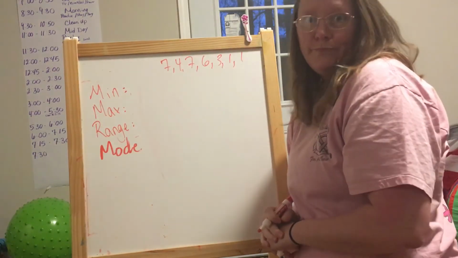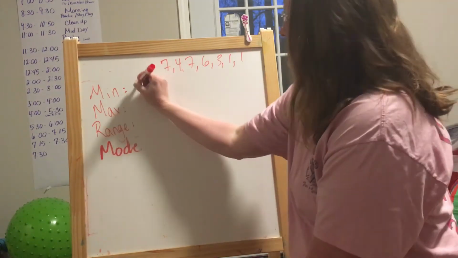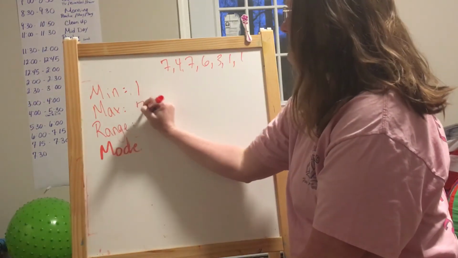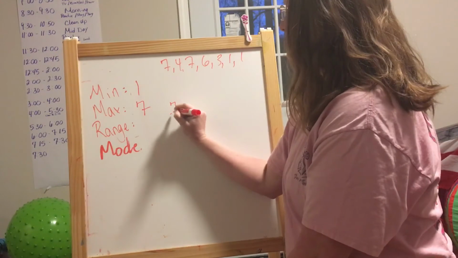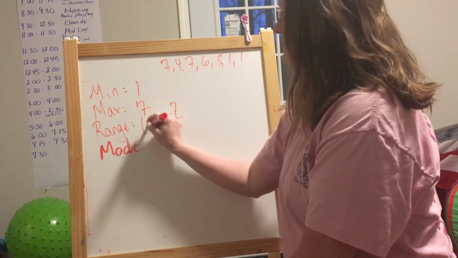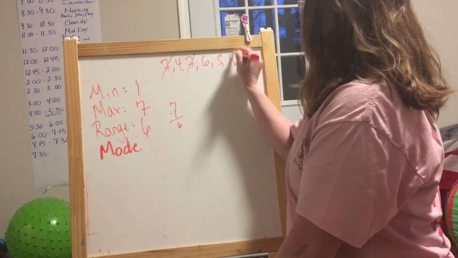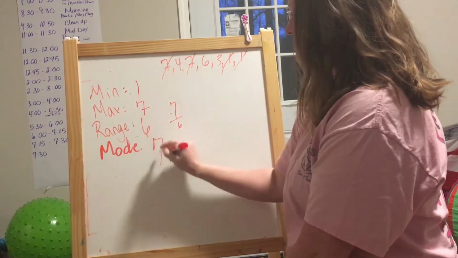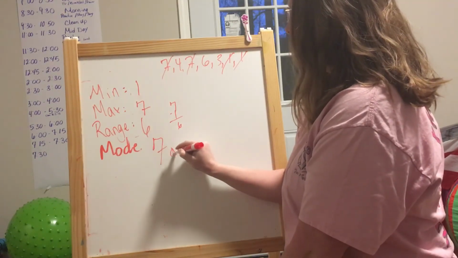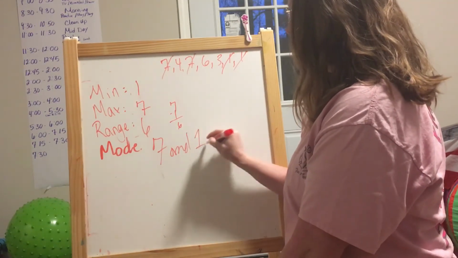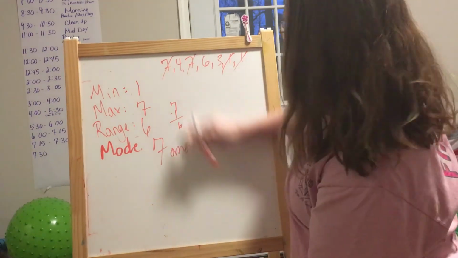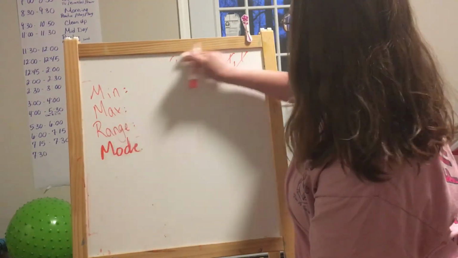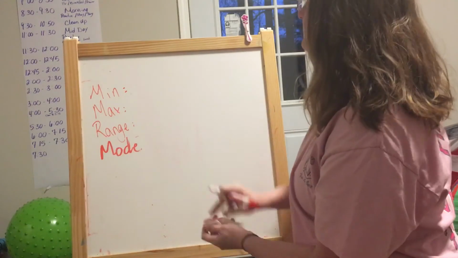Ready, set, go. Minimum is 1. Maximum is 7. 7 minus 1 is 6. 2 sevens, 2 ones, so my answer is 7 and 1. Okay? Let's do one more.